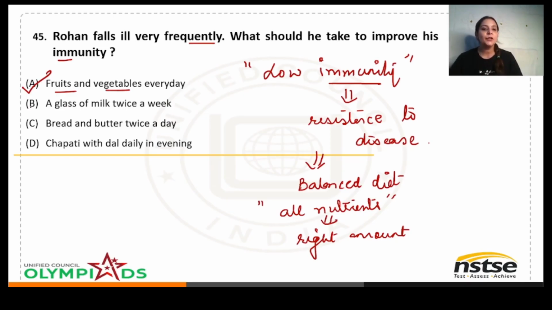A glass of milk twice a week? No. Bread and butter twice a day? No. Chapati and dal daily in the evening? No. So here the correct answer is option A. That is fruits and vegetables, because they have got lot of minerals and vitamins required to raise our immunity.